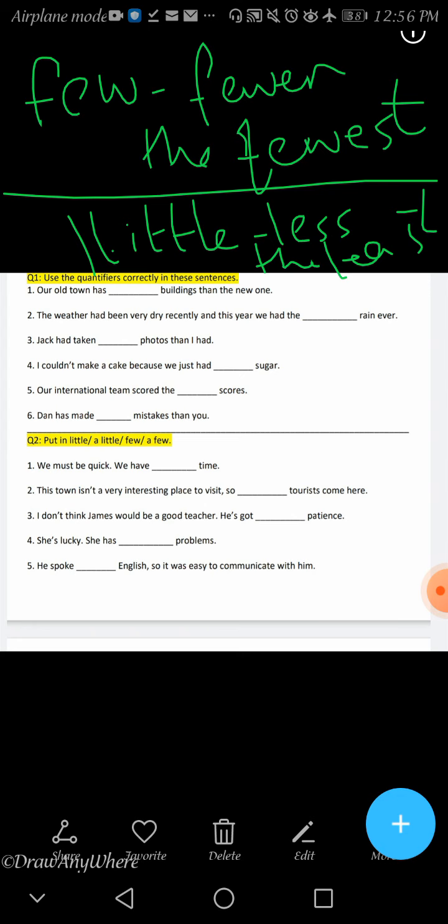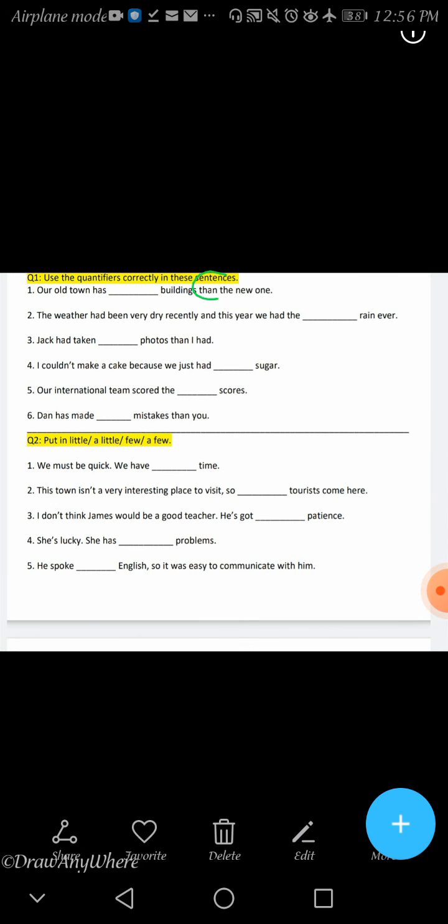Our old town has fewer buildings than the new one. As you see here, we have what? Than. So it is comparative. This is number 1. It's comparative. Number 2. بطلع على الاسم اللي بعد الفراغ. It is countable. So be careful when you answer it. 2. The weather has been very dry recently and this year we had the least rain ever. So rain is uncountable, and the ever, it is superlative.